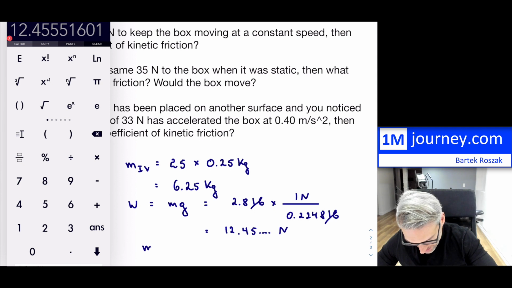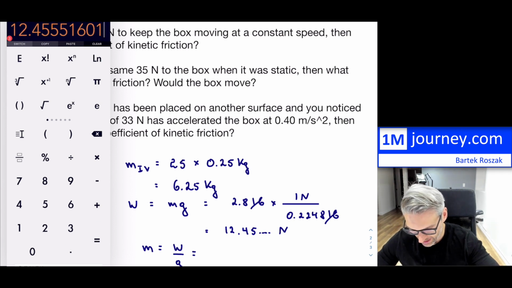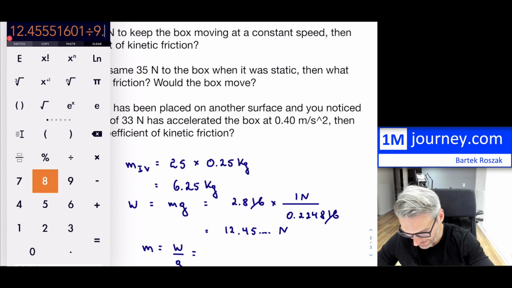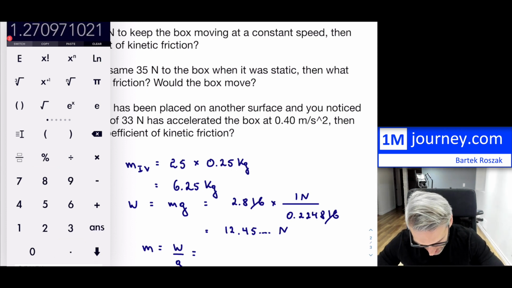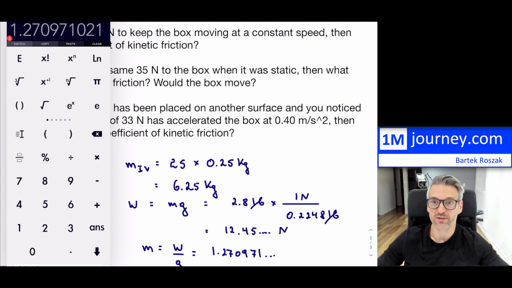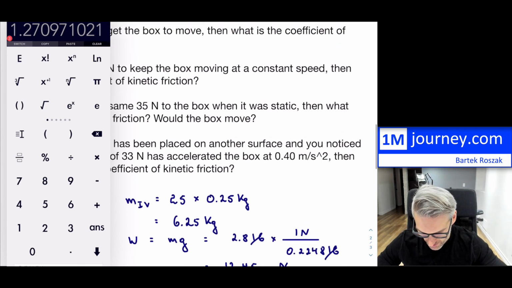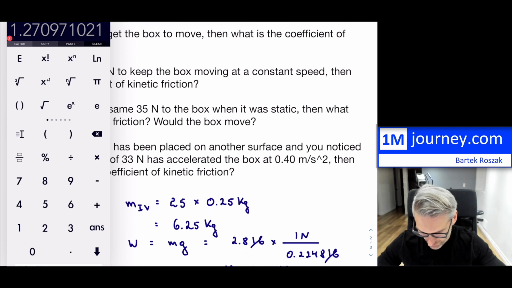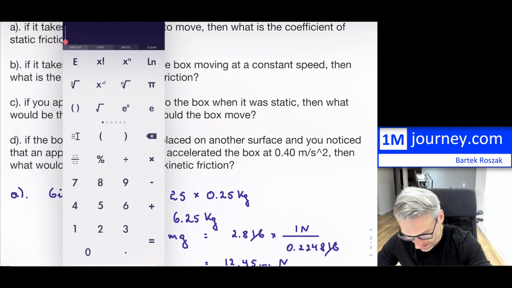And if you wanted to find out what the mass is right here, what you can do is take the weight and then divide it by gravity. Now, since I already have the weight on my calculator, I'll just divide by 9.8. And that's going to give me a mass of 1.27, 1, etc. So you can keep several decimal places so that you can round later. So far, everything seems to have 2 significant figures for us, so I'll just round to that later on.